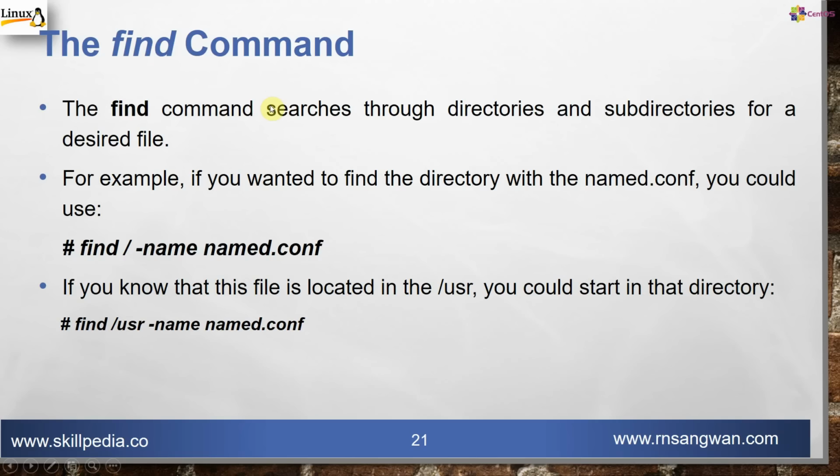The find command. The find command searches through the directories and subdirectories for a desired file. For example, if you want to find a file named named.conf, you can type find / -name named.conf. If you know that the file is located in /usr, you could start with the directory search path /usr -name named.conf. That's a simple find command.